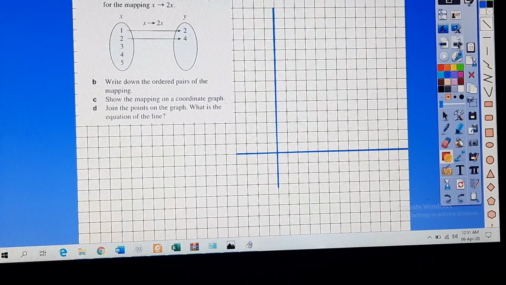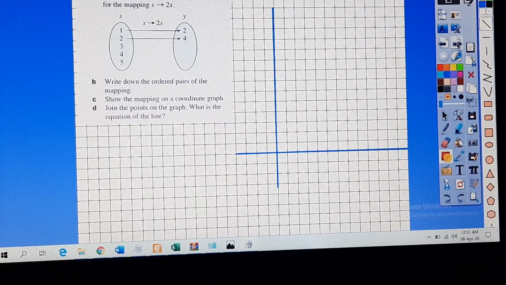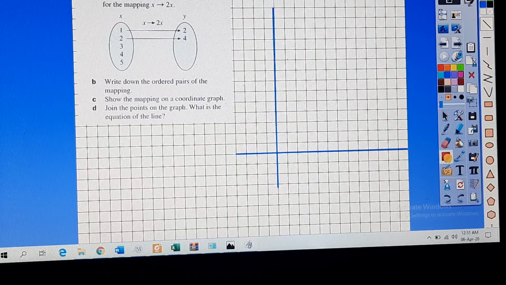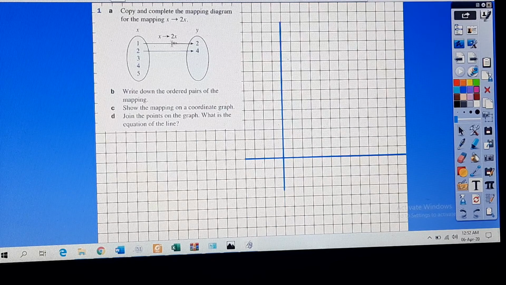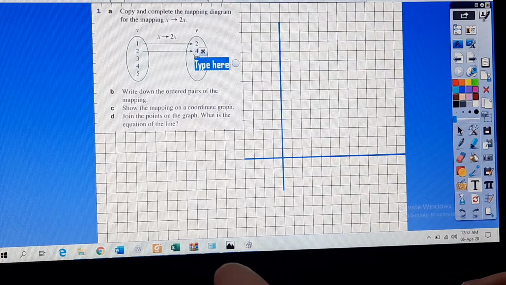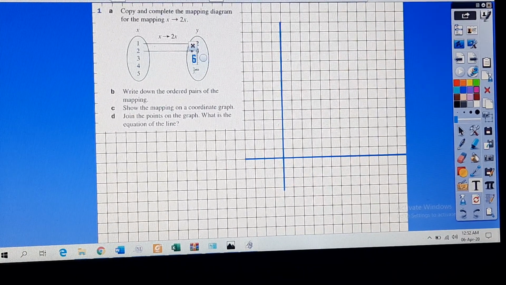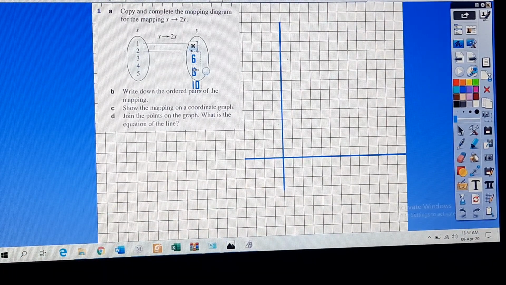Okay, so copy and complete the mapping diagram for the mapping x to 2x. Write down the ordered pairs, show the mapping on the coordinate graph, join the points on the graph. What is the equation of the line? So it is given x goes to 2x. It means 1 goes to 2, 2 goes to 4. 3 goes to what we'll get? 2 times 3 will be 6. We are just doubling the input. 4 will go to 8 and 5 will go to 10.